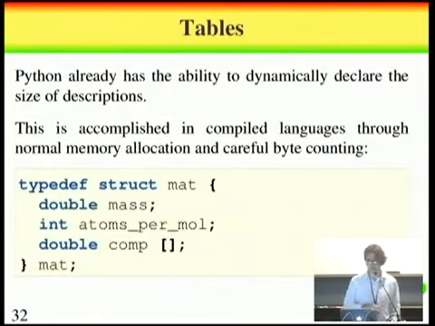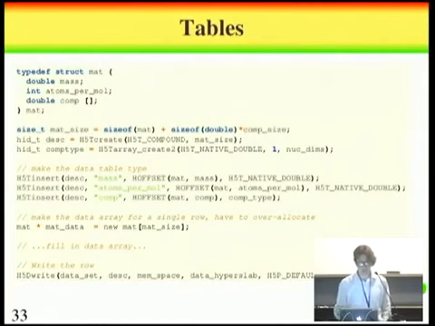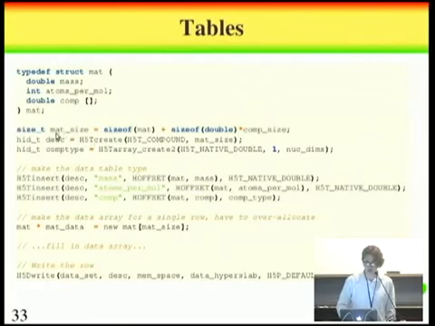So here, let's say we have this struct. It's a material, it has some mass, it has the number of atoms per mole, and then it has a pointer to an array of doubles. So here, what you would do in HDF5 in the C API, if you didn't know the size of that component array a priori but you wanted to compute it, that's this comp size thing that might get passed in elsewhere. You would compute the total size of this struct that you wanted, and then you would create a data type that has that size.